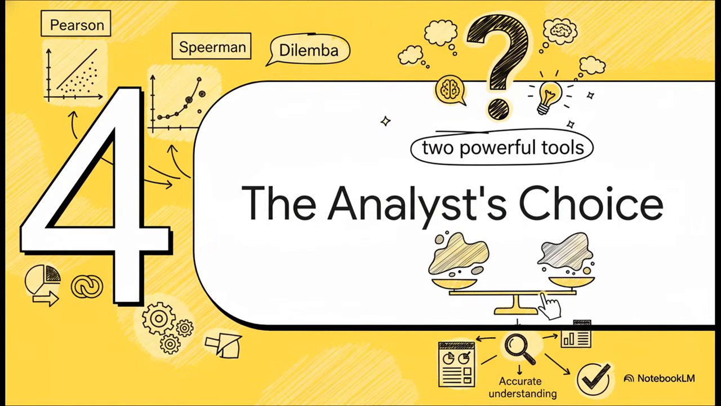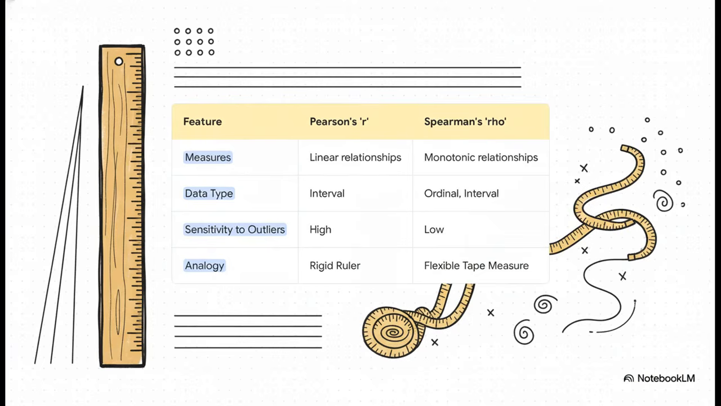Okay, so now we've got two very powerful tools in our toolkit. We have the rigid ruler, Pearson, and the flexible tape measure, Spearman. This brings us right back to the big question: when do you use which? Think of this as your quick and dirty cheat sheet.